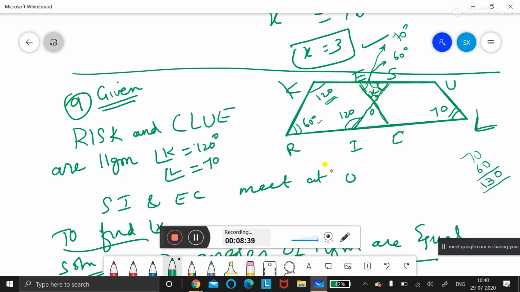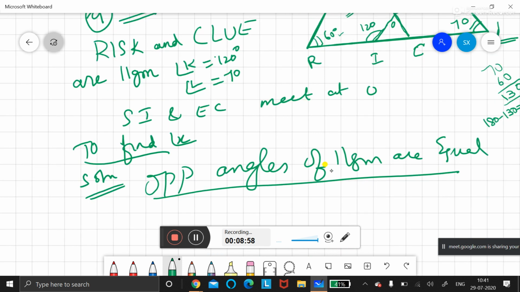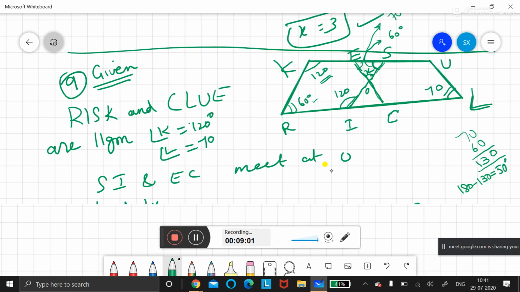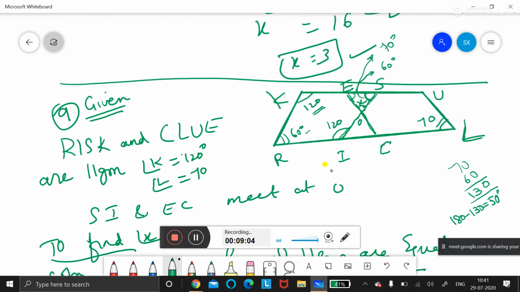Alternate interior angles. Wrong. Corresponding angles. Wrong. Sum of adjacent angles. Wrong. Angle sum property, ma'am. Who said that first? Sai Sabrish, ma'am. Very good, Sai. Priyanka told. And Manoj, I think so, ma'am. Whoever it is, you people listen carefully.